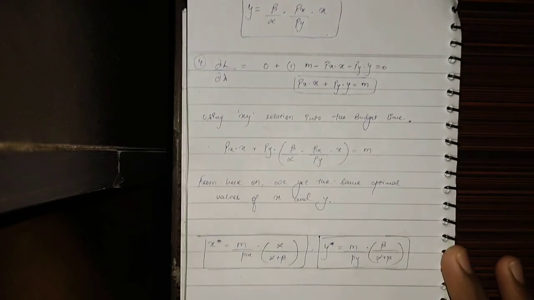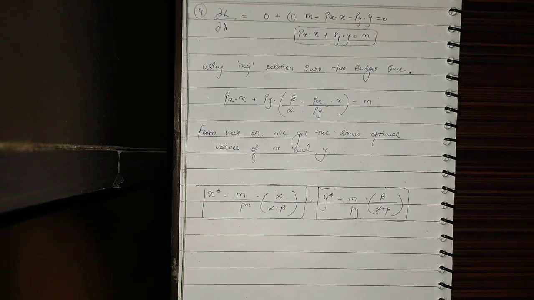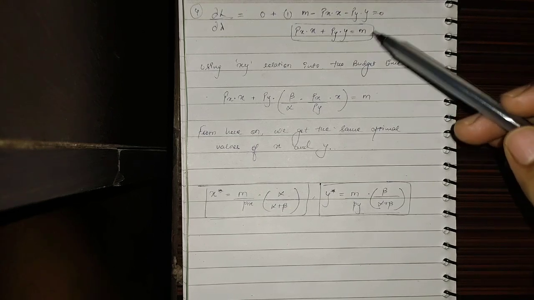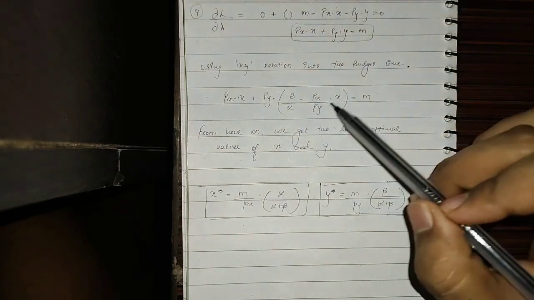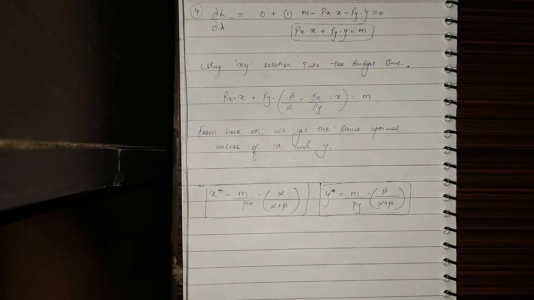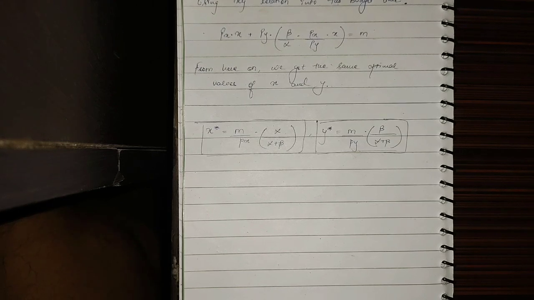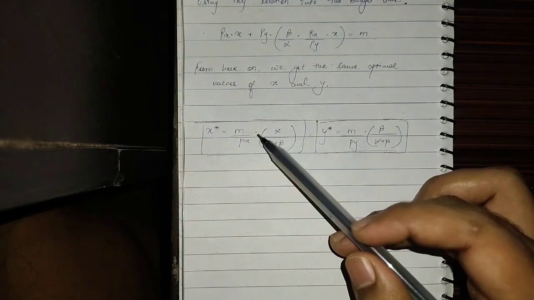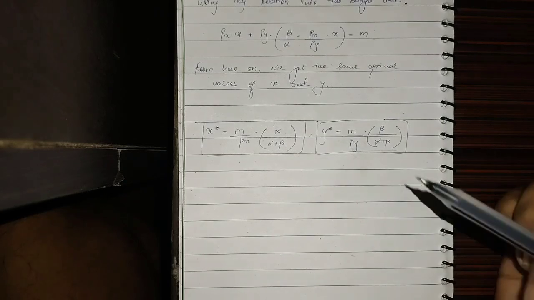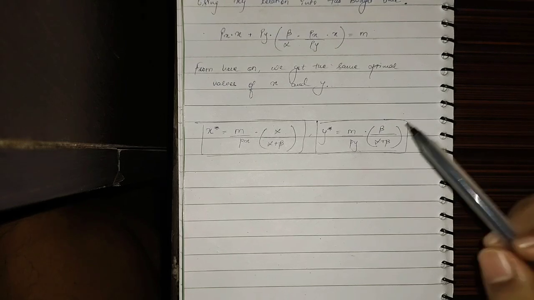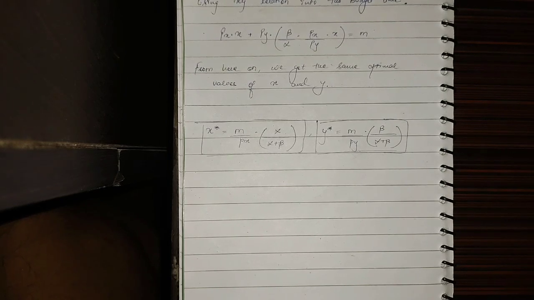Now using the relation between y and x back into the budget line, we can substitute it in place of y. From here px and px will get cancelled, and from here on the procedure is similar, and we again get the optimal quantities of x and y, which is x star equals m divided by px multiplied by alpha divided by alpha plus beta. For y star it is m divided by py into beta divided by alpha plus beta.